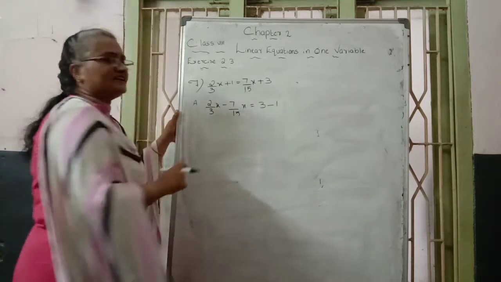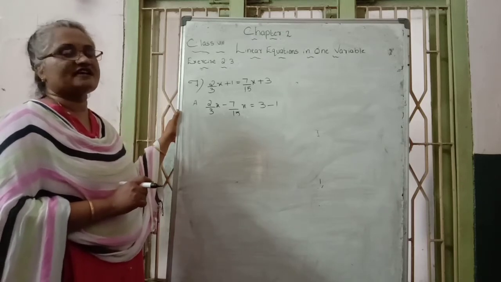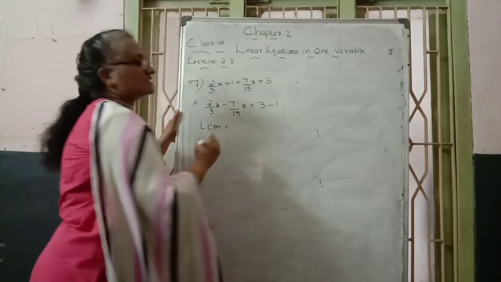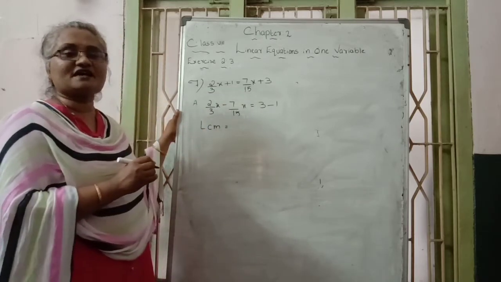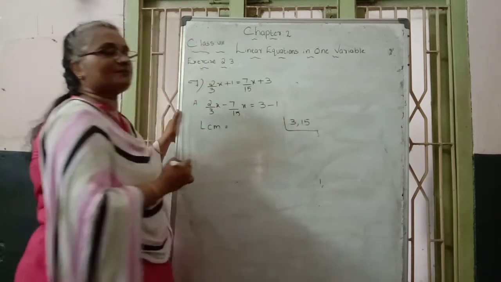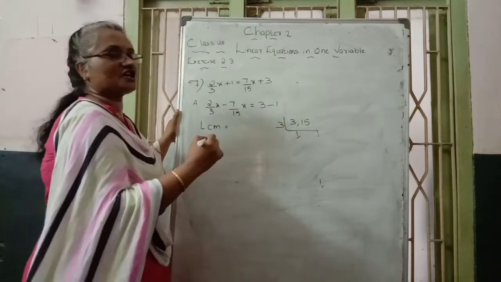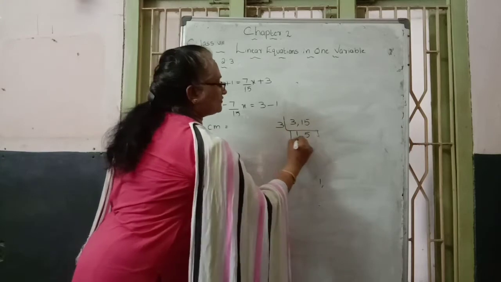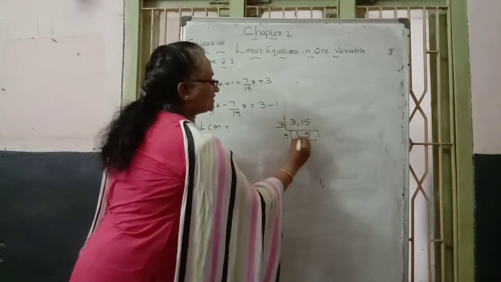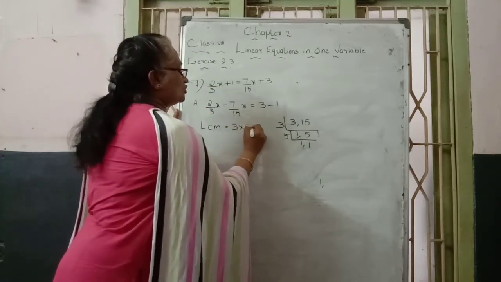Again, the left side has like terms, but they are fractional numbers. Direct subtraction is not possible. That's why we find the LCM and make the denominators the same. 3 and 15 are the denominators. Which prime number do we use to divide? 3. 3 ones are 3, 3 fives are 15. Again 5 is a prime number, so we divide with 5. 5 ones are 5. So what are our factors? 3 and 5.